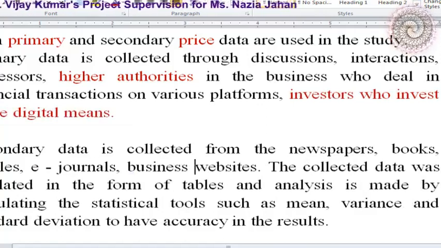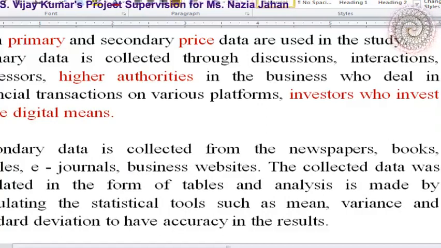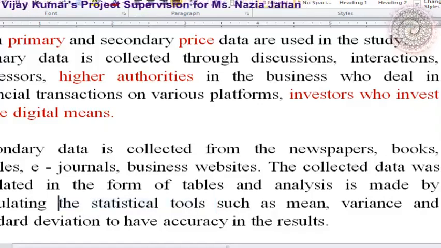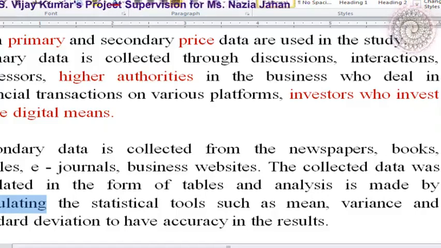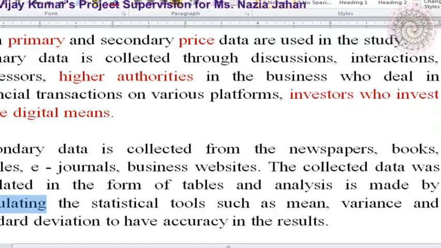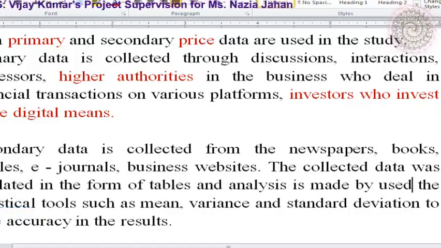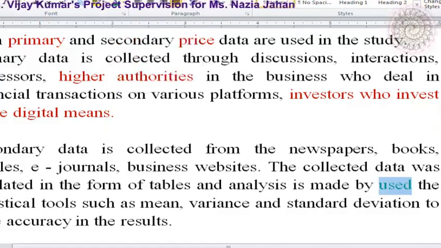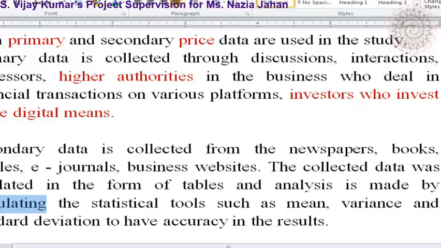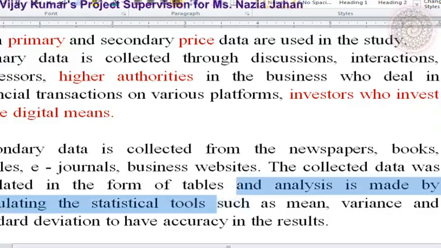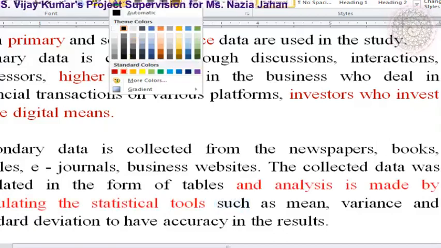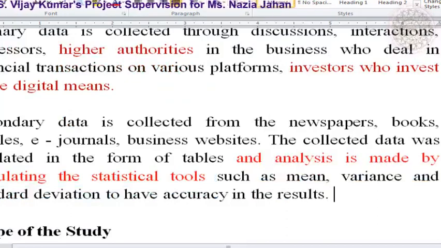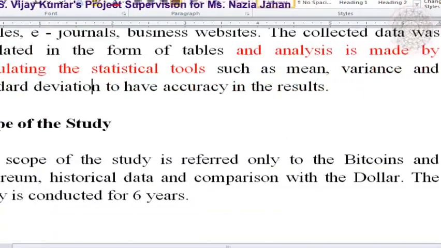The collected data was tabulated in the form of tables, and analysis is made by using the statistical tools. Statistical tools cannot be calculated, right? They are used. Are you finding the sentence mistake? Better you write used, then it will become good. What you have written? Analysis is made by calculating statistical tools, such as mean, variance, standard deviation, and to have accuracy in the results. Wonderful. You should use this: mean, variance, standard deviation. Nice.